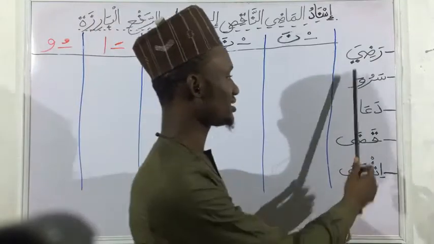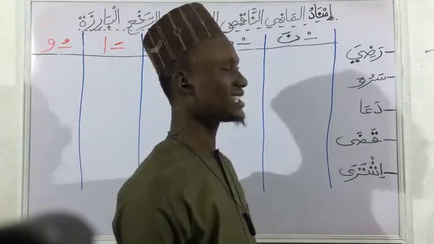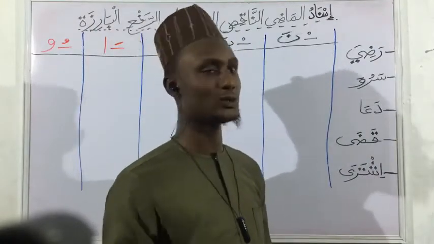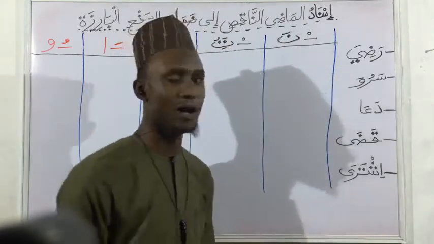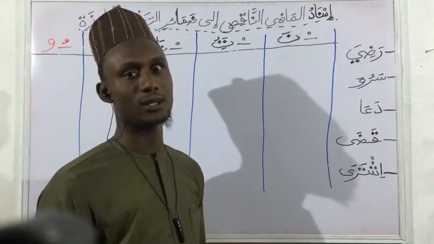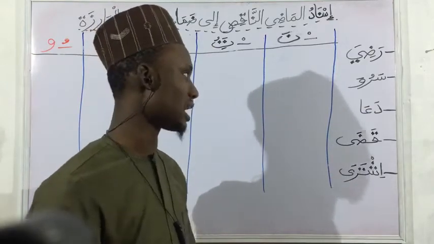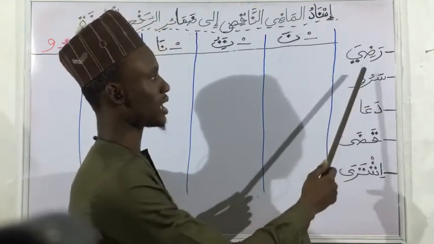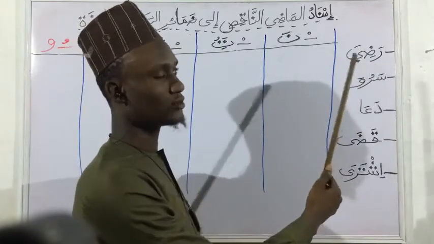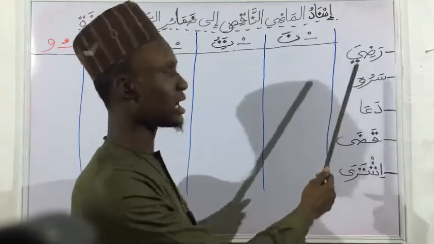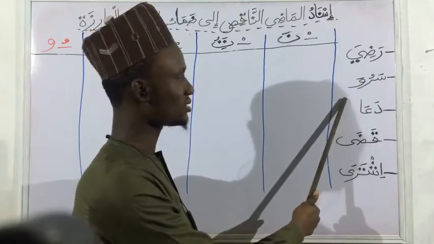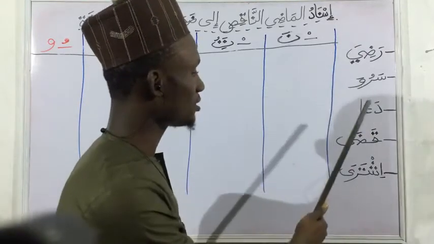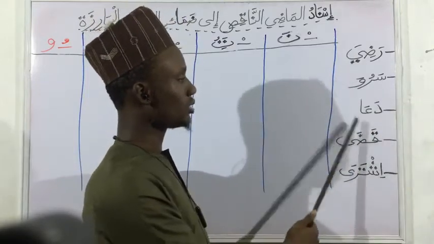Then we now move to this side of the table where we have examples of some verbs that end with alphabets that are naqis. We know that our weak alphabets, there are three of them: Alif, Waw, and Ya. So we see examples here. We have Radiya, which is a fi'l al-madi, and it is ending with the weak letter Ya. Here we also have Sarwa, ending with the weak alphabet Waw. We have Da'a, Qada, Ishtara.